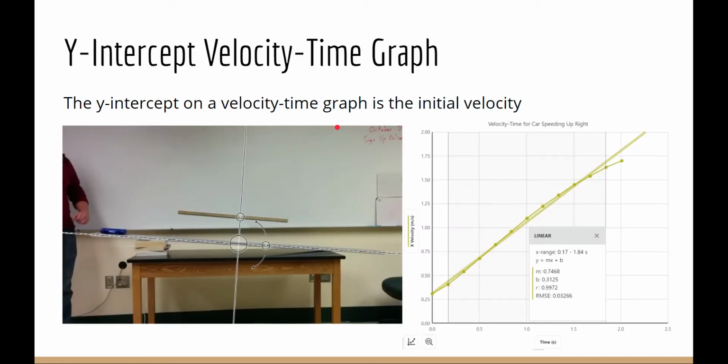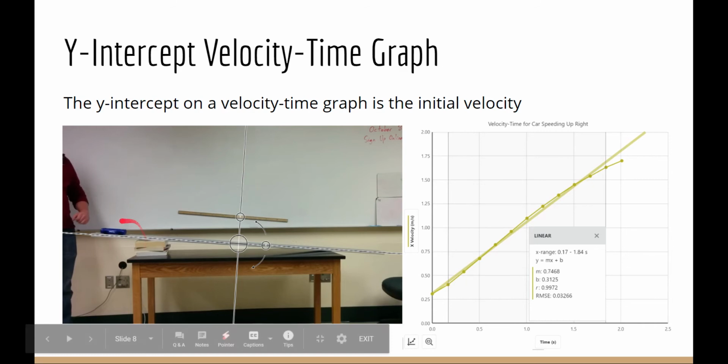Now, if we look at our new graph, here's our velocity time graph. So the y-intercept on a velocity time graph, it just represents the initial velocity. So think of the parallels to the position time graph. The y-intercept there just represented the initial position. Now on a velocity time graph, it represents the initial velocity.